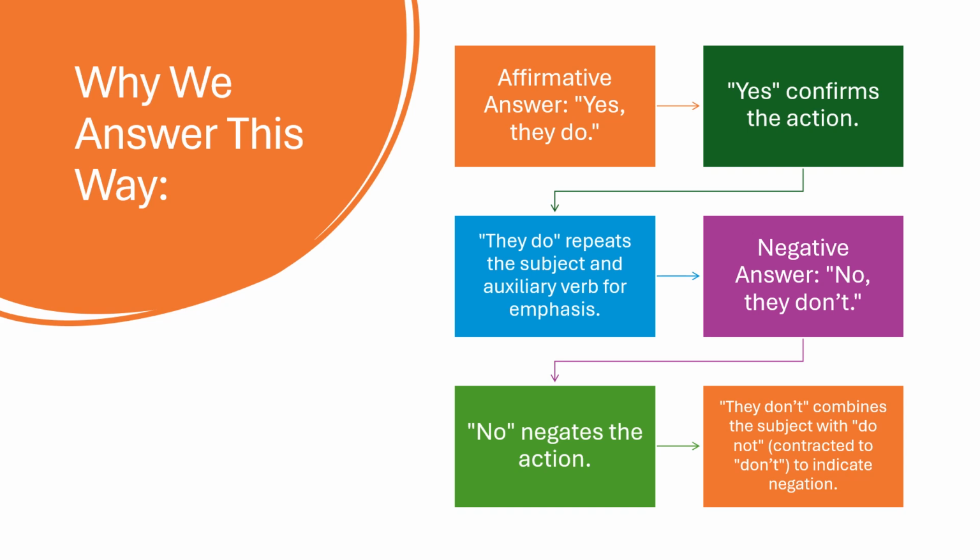How and why do we answer the question in this way? For an affirmative answer, yes, they do. Yes confirms the action. They do repeats the subject and auxiliary verb for emphasis. And to give the negative answer, we say no, they don't. No negates the action. They don't combines the subject with do not to indicate negation.